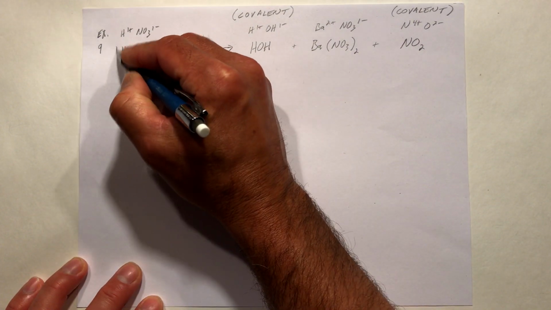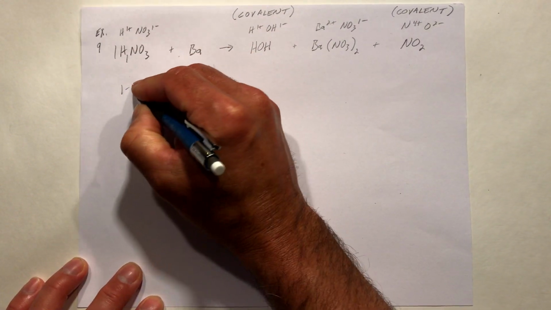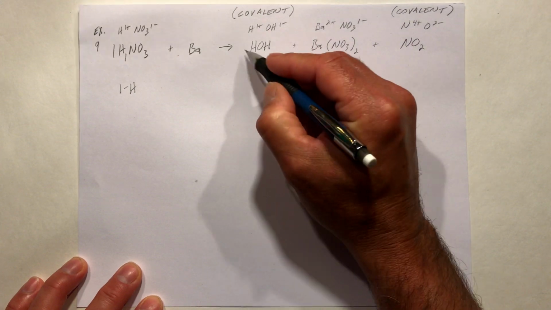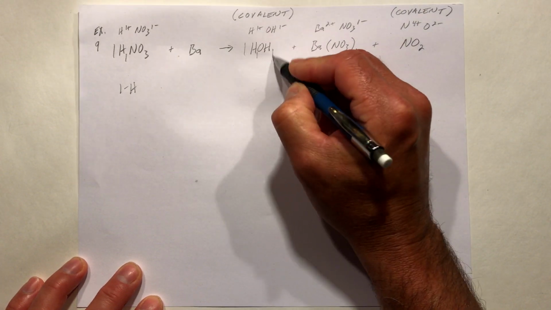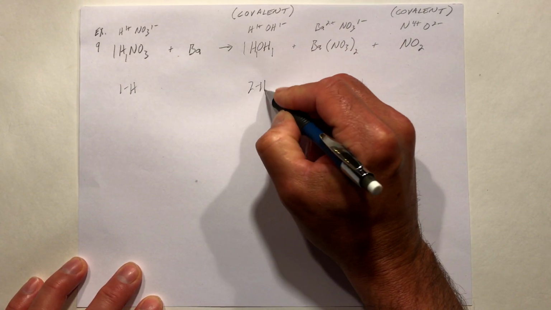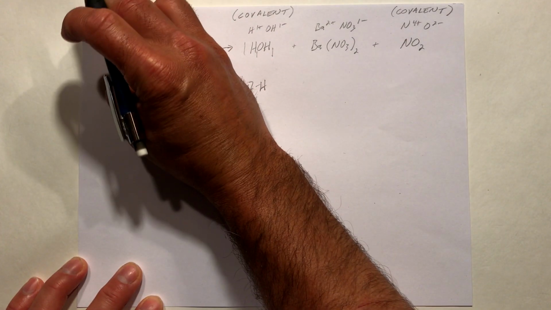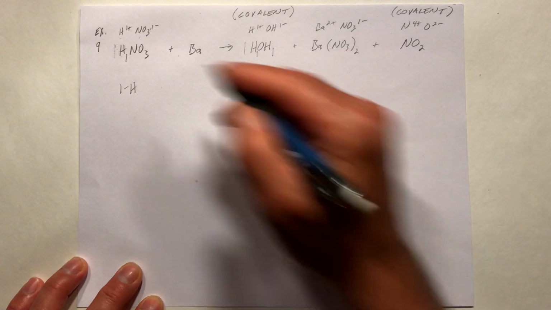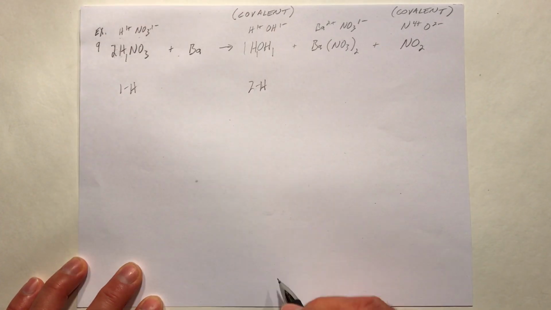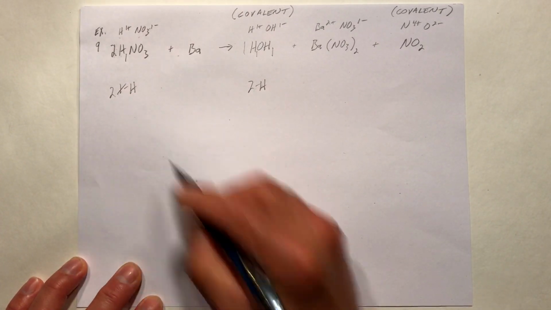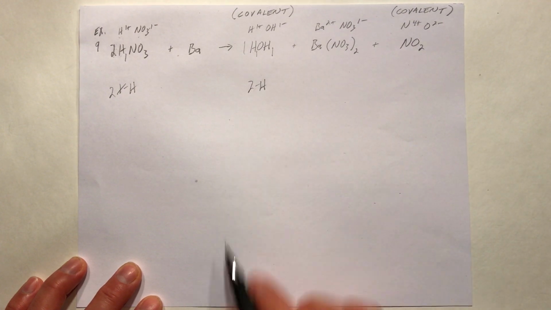So we have 1 times 1, that's 1 H on the left, and 1 times 1 and 1 times 1 again, that's 2 H's on the right. So right off the bat, the H's are not balanced out. Let's go ahead and put a 2 coefficient in front of this. So now we'll have 2 H's on the left and 2 H's on the right.